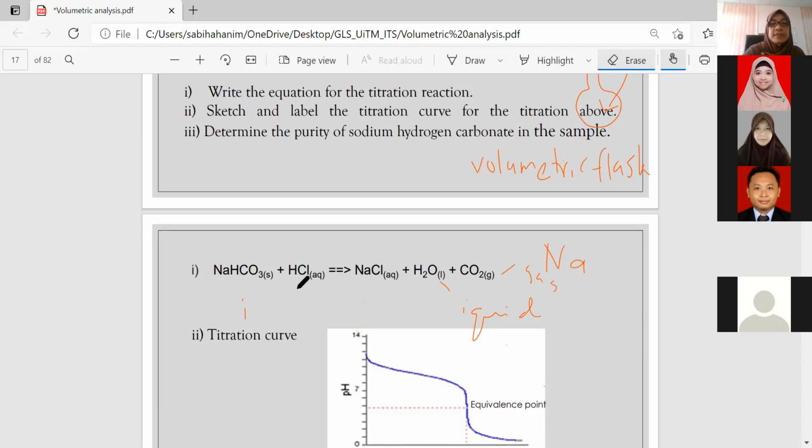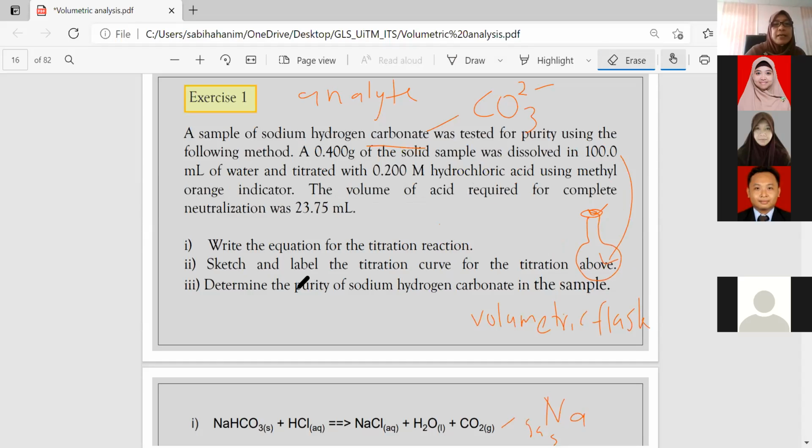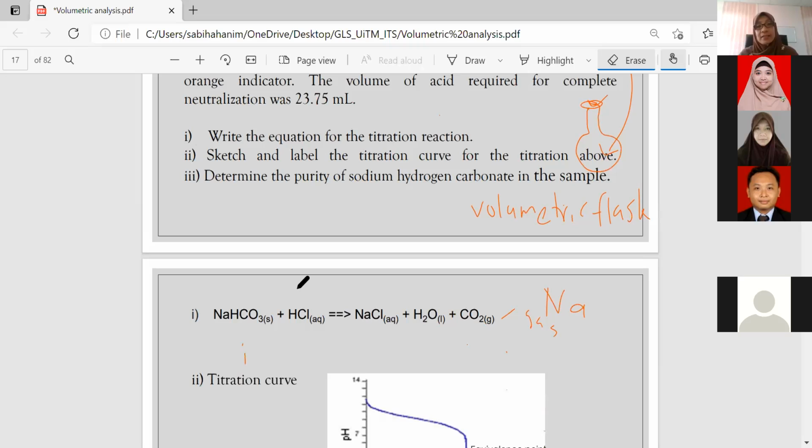Look at the chemical equation. We have the sodium hydrogen carbonate reacting with the hydrochloric acid, HCl. What is the product? The reactants are sodium hydrogen carbonate and hydrochloric acid, and then the product is sodium chloride. In this case, it is an acid base titration. Acid reacts with base, and the product is salt and water.